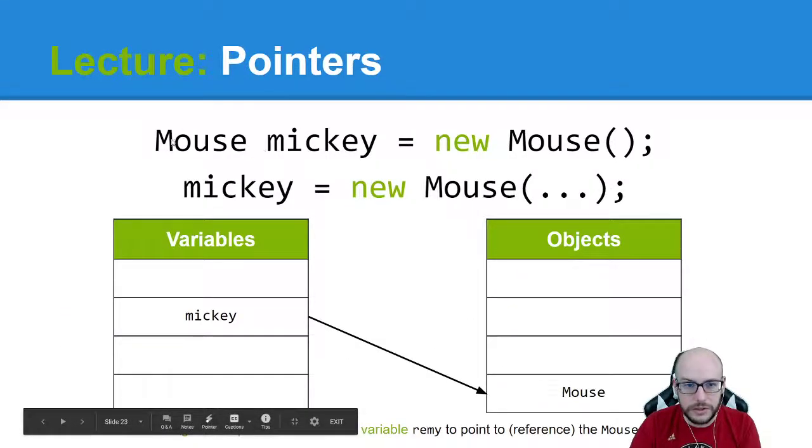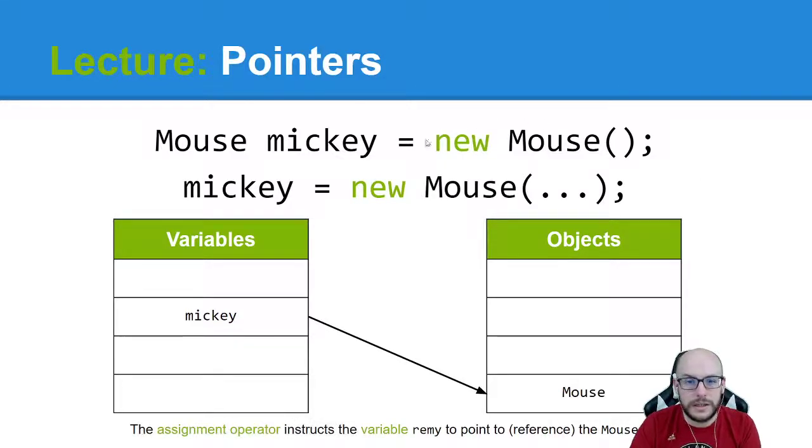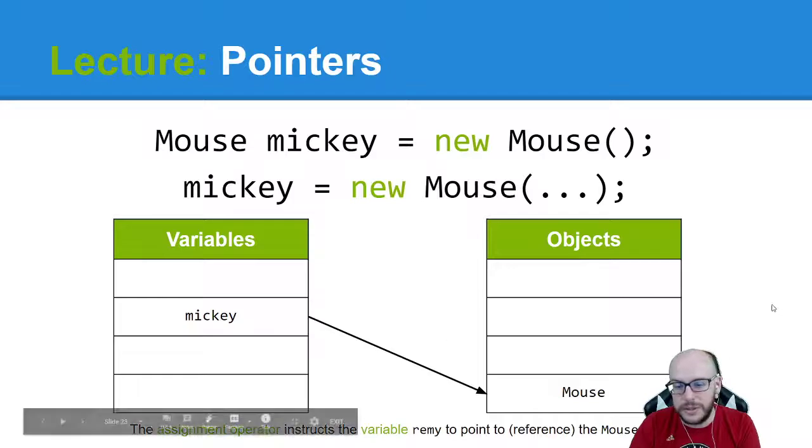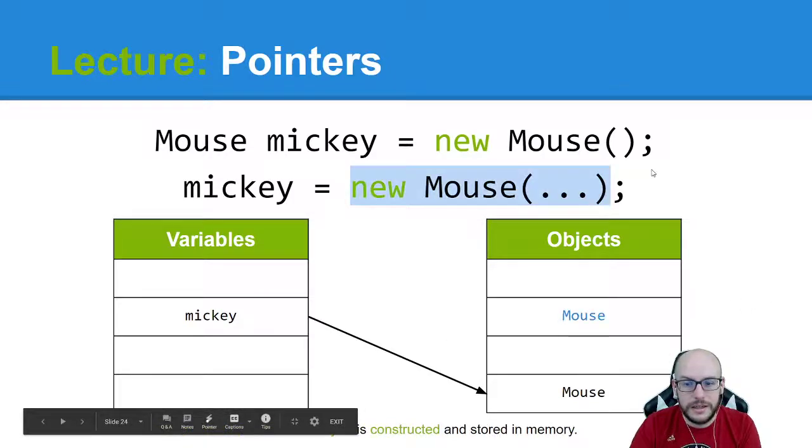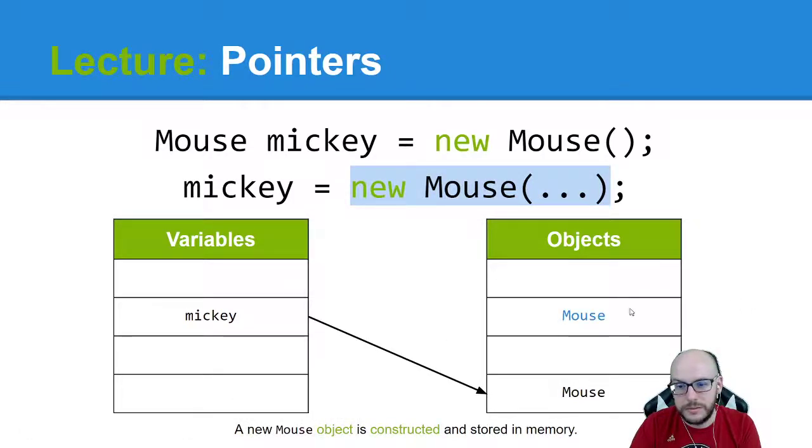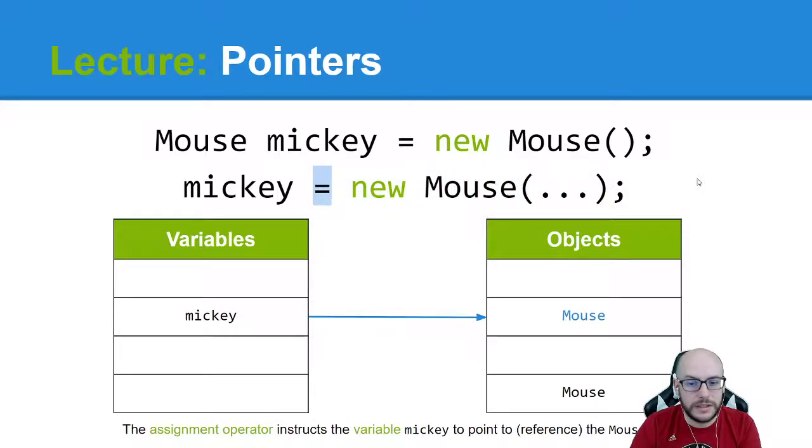Right, so initially, we're going to do this construction statement up top where we create our new mouse called Mickey. The assignment operator is going to tell it to point to this mouse. Then I'm going to create a new mouse. I'm going to take Mickey. We're not trying to recreate it, so we won't see anything added to this variable list over here. But we are going to take it, use the assignment operator to point to that mouse that I just made.